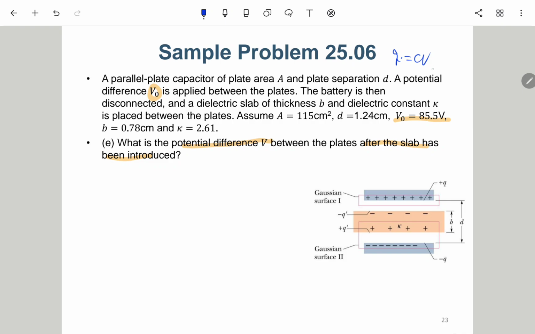So here let's try to find how large V will be after inserting the slab. If we need to calculate V, of course, we would like to define a path starting from the negative plate to the positive plate. This is the initial point, the negative point, and this is the plus point. So V will be the integration of E ds, from negative to positive.